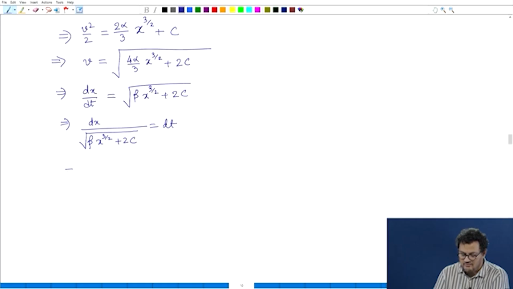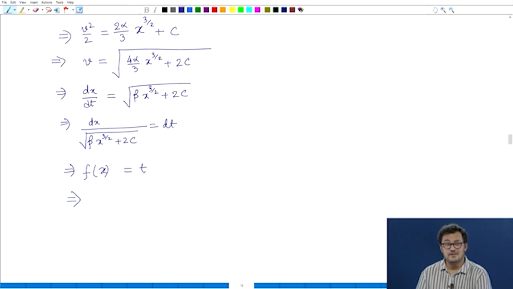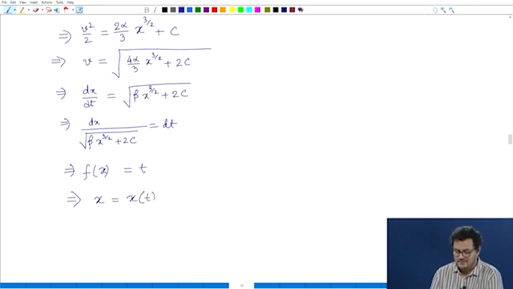and where you have a function of x equal to t, and if the function is invertible, then finally you will have x as a function of t. Finally, then you will do dx by dt to find v. So, this is the strategy for this type of problem.